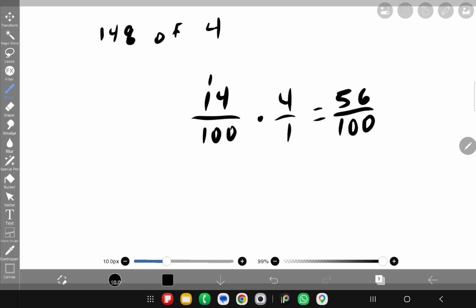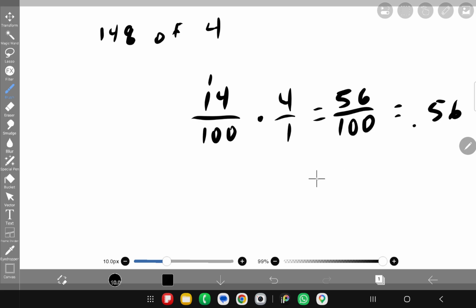which is the same as 0.56, or if we want to break it down further, we can in fraction form. When we're breaking it down in fraction form, we are going to divide it by 4 on both.